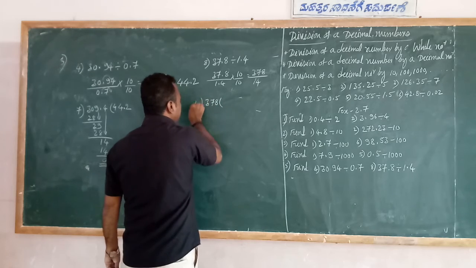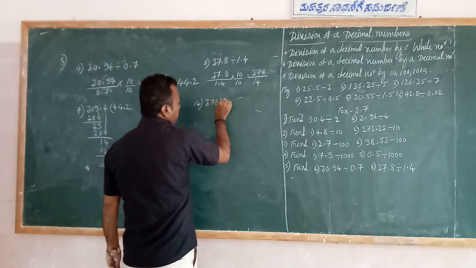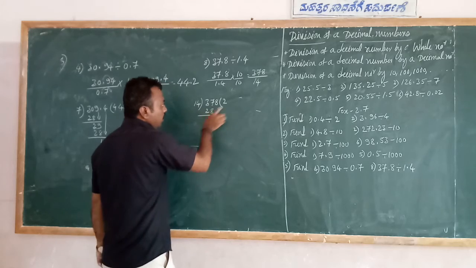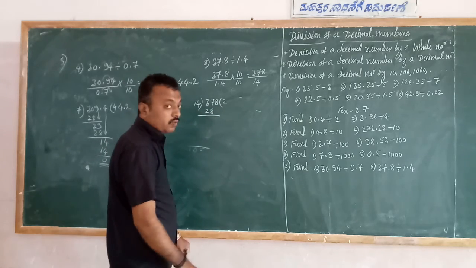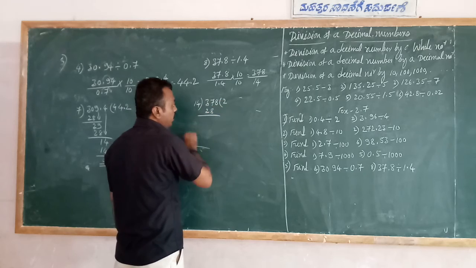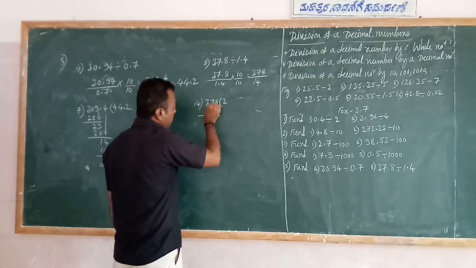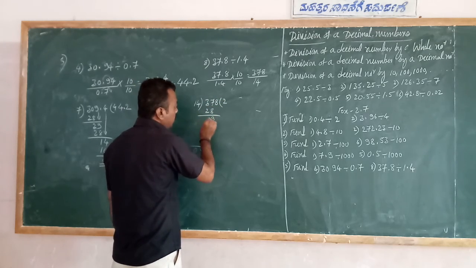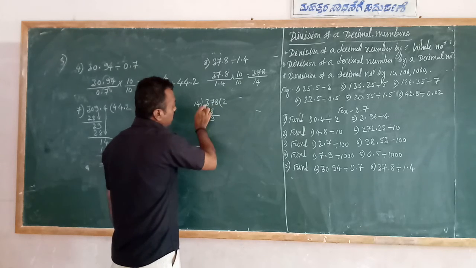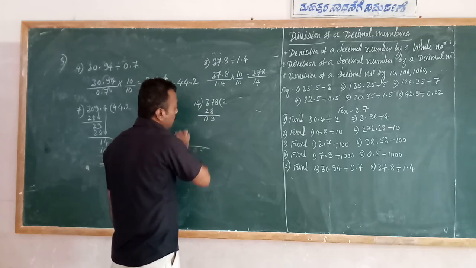378 divided by 14. 14 2s are 28. If you take 3, 14 3s are 42, 42 is greater than 37. That's why 14 2s are 28. 7 minus 8 is not possible. 17 minus 8 is 9. Correct? 17 minus 8 is 9. 9 plus 8, 17. Next this is 2. 2 minus 2, 0.